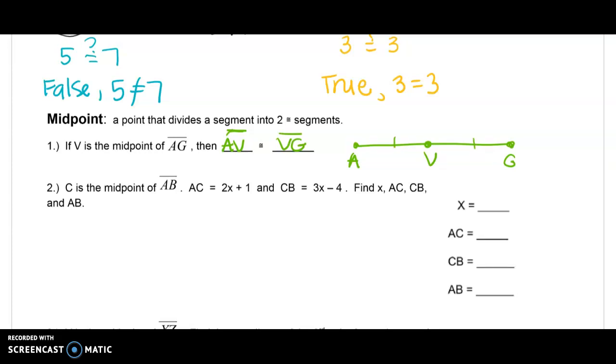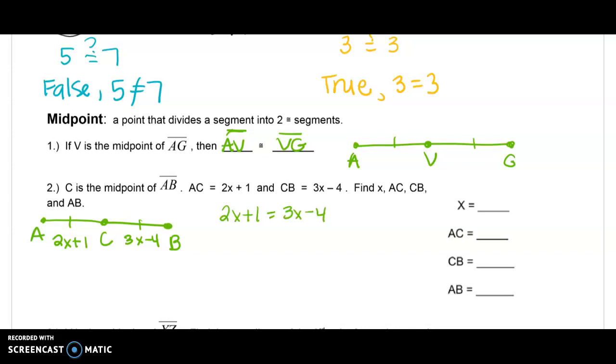So if C is the midpoint of AB, looking at number 2 here, we want to draw that line segment out. So C is the midpoint of AB. So those pieces are congruent. If AC is 2x plus 1 and CB is 3x minus 4, then knowing that those two segments are congruent means that their lengths are equal, so we can set them equal to each other. So 2x plus 1 has to equal 3x minus 4.